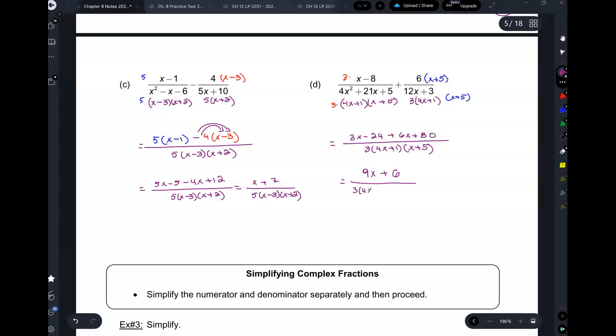Over 3, 4x plus 1, x plus 5. Oh, but look, I can factor out a 3 from here. So I get 3x plus 2 over 3, 4x plus 1, x plus 5. Like, it wouldn't be over 3. Can't you just cancel this 3? Now it cancels. So what do I have left? 3x plus 2, 4x plus 1, x plus 5.